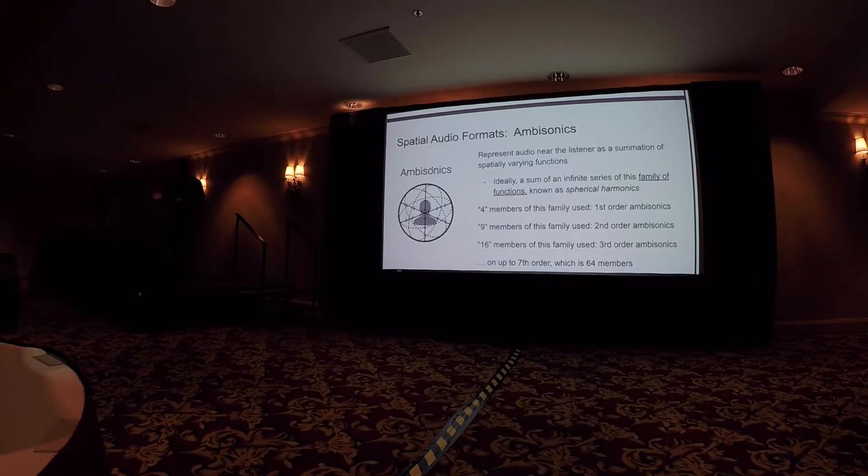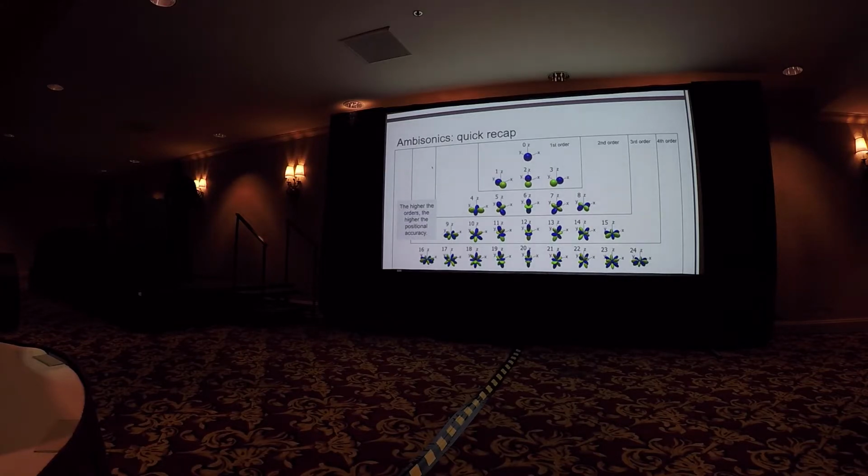When you have 4 members of this family, it's referred to as first-order ambisonics. 9 members of this family of functions is second-order ambisonics, 16 is third-order ambisonics, and so on up to 7th order, which is 64 members. Here's a diagram that shows up to 4th order. First order has 4, and second order goes to 9. Third order includes first and second, and then several of the other ones in the third order box, and on up to 4th order.